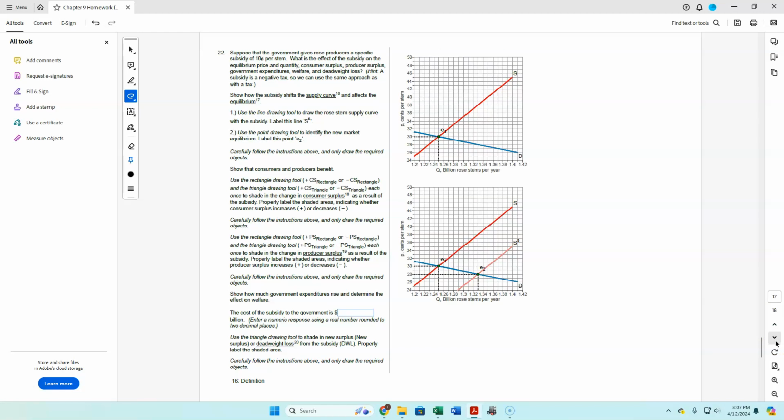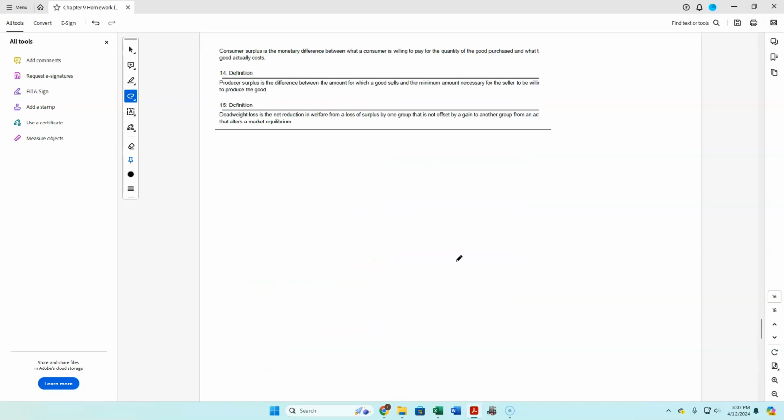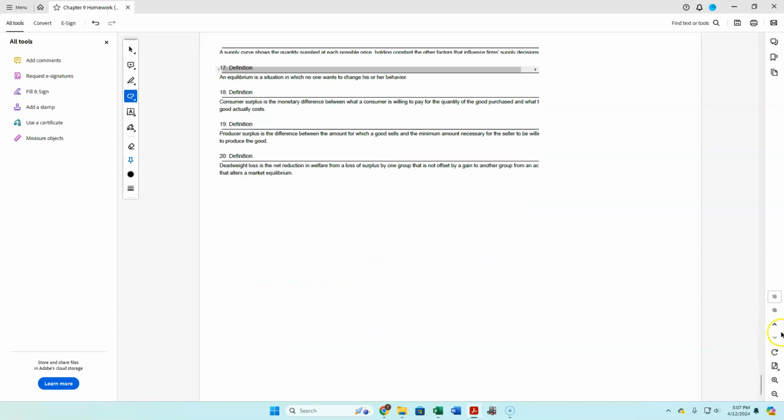Okay. I think this is the last problem here. The only thing we need to calculate here is the cost of the subsidy to the government. Which would mean here, I think, no, we don't have a good picture here. Sorry.